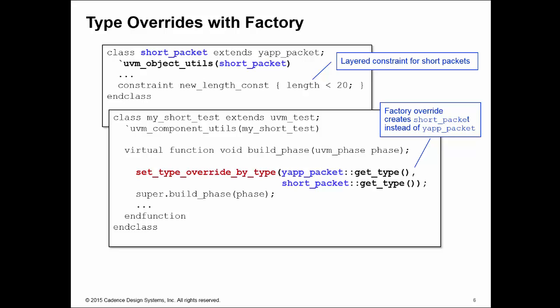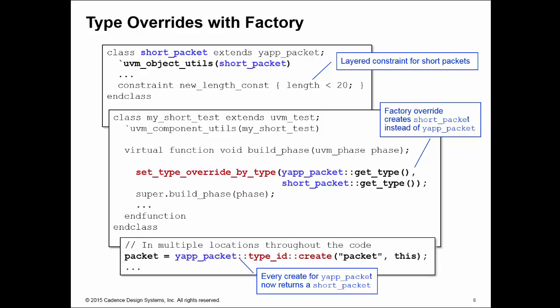This has two arguments. The first argument is the from type, YAP packet. The second argument is the to type, short packet. So this sets an override in the factory, telling the factory to create short packets every time it's asked for a YAP packet instance. So now here, every time I have a create call which goes via the factory, the create method will now create a short packet instance and return a reference to that and put it in the packet handle.